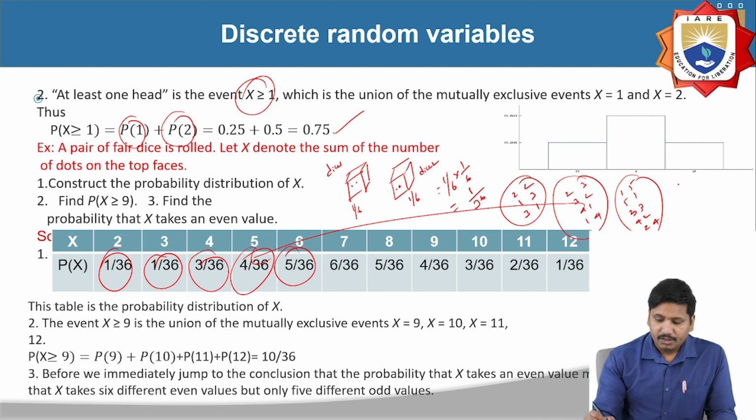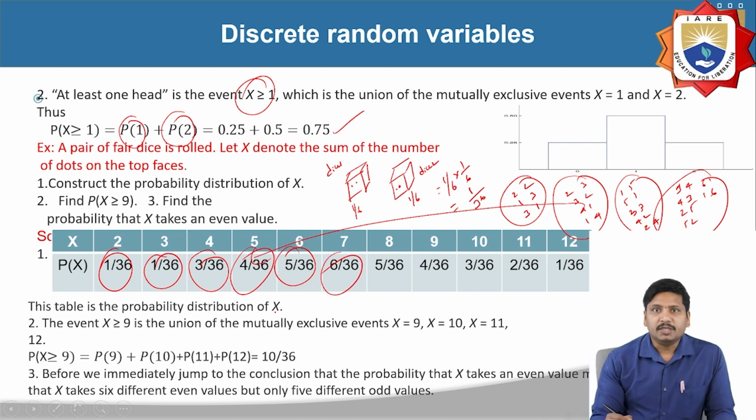Probability of getting 7, 3 4, 4 3, 2 5, 5 2, 6 1, 1 6. So totally 6, so 6 by 36.